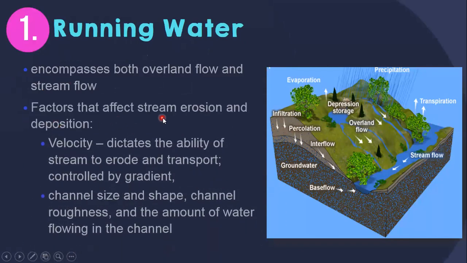So factors that affect the stream erosion and deposition are, first is your velocity. So the velocity of this running water dictates the ability of the stream to erode and transport, and it is controlled by your gradient. So the channel size also and shape of your stream. Channel roughness and the amount of water flowing in the channel also affect the stream erosion and deposition.